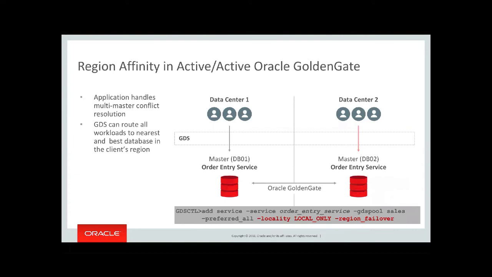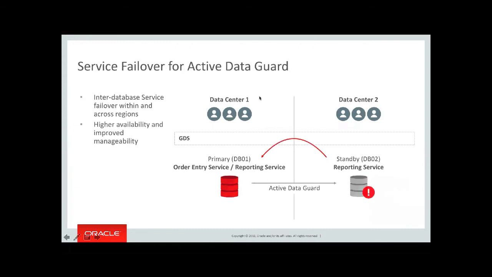right? So bottom line is preference is to a local database. And if that database doesn't exist in the data center, or if it's down for whatever reason, then my second option is go to a remote database, right? That's region-based routing with GDS for GoldenGate.